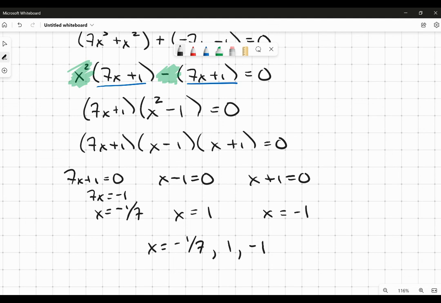Now, if you write the solutions like this, please don't put parentheses around that, because it implies that it's a point, which means that the first number is x, the second number is y, the third number is z, and that's not what we're saying here. These are all individual options for the variable x.